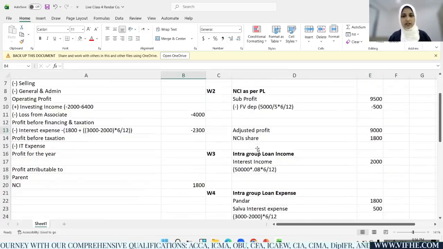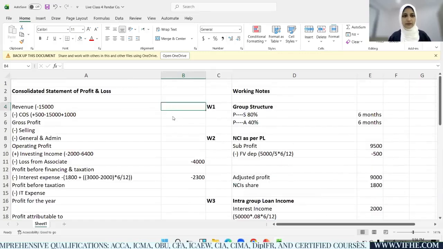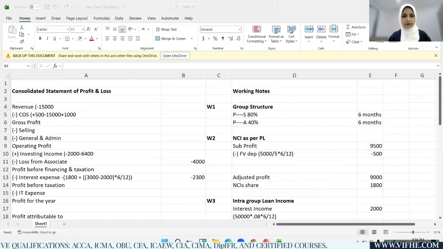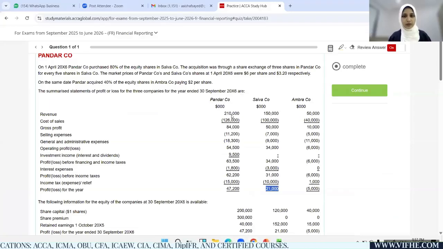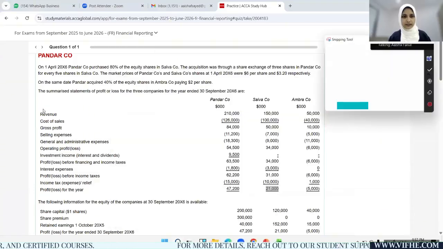So now I'll finish. Now intergroup loan, all these adjustments are done. Now I'll finish the face of my PNL. So face of my PNL, I'll have to quickly do a to and fro. Pander 210, Salva 150. So be careful. What I'll do is I'll take a snapshot. Instead of going or doing a to and fro, it'll make our life easier.